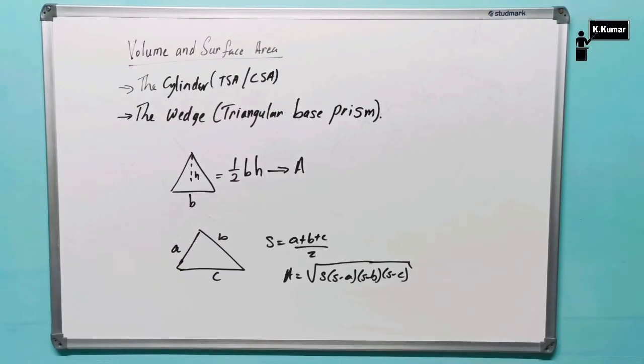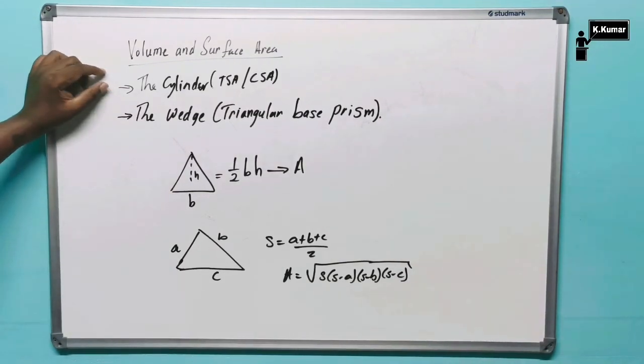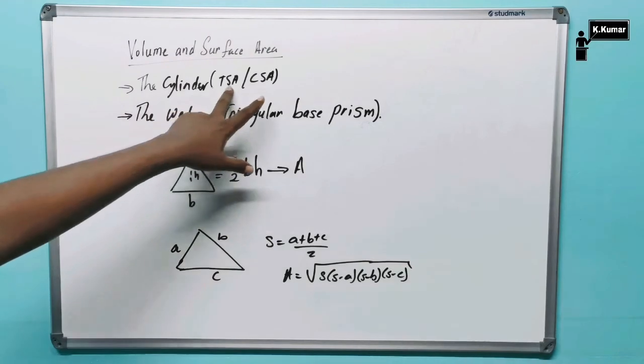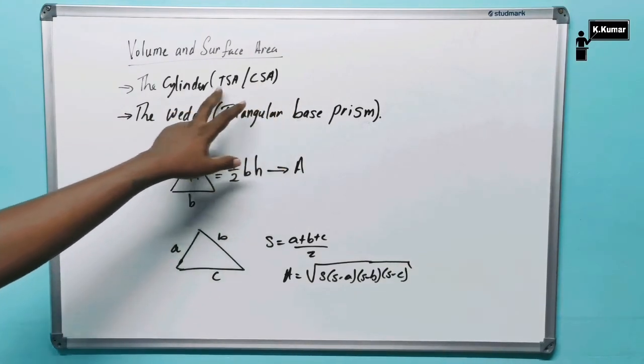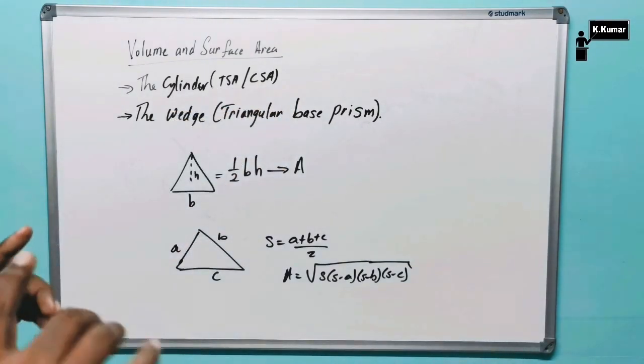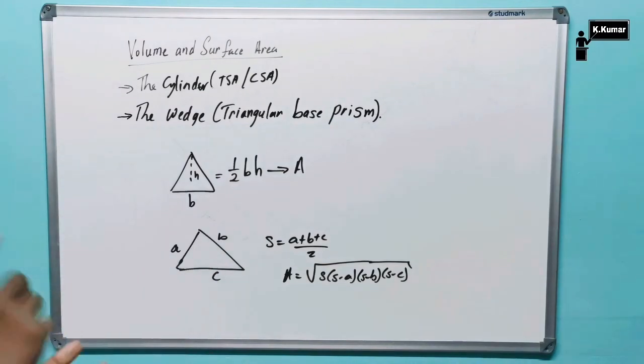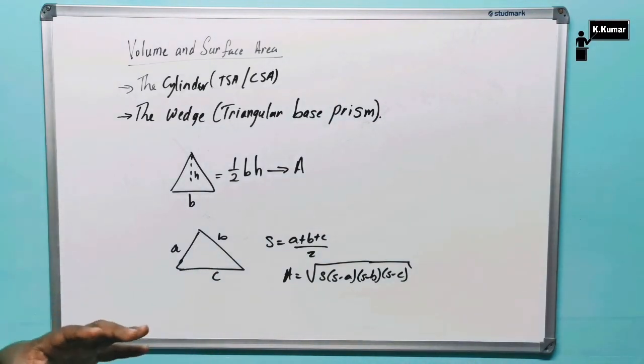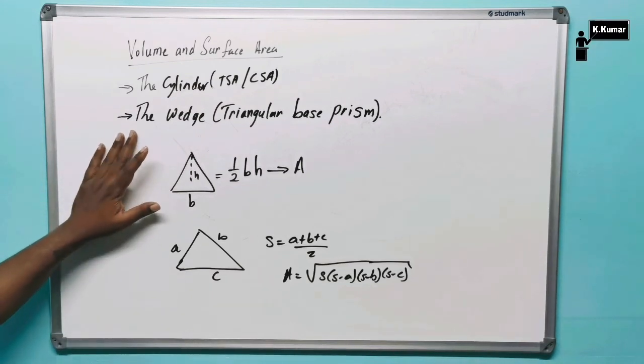Alright, in this video we looked at the cylinder and the wedge or the triangular base prism. And remember that in the cylinder we have the total surface area and we have the curved surface area. The total surface area will give us the area of the curve around and the two ends. And when we're finding the curved surface area, it will just be the area of the distance around the shape. Then you have the wedge.